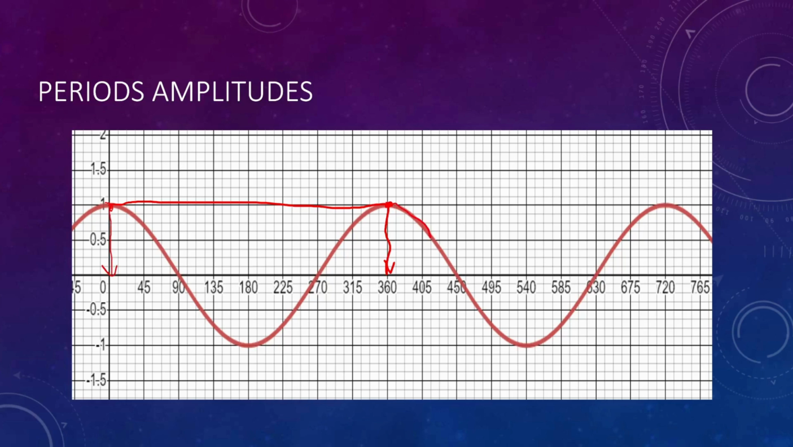So what this means is that one period is equal to 360. So this is what period means. And now what is amplitude? Basically amplitude is just the distance from the center to the maximum or the minimum point.